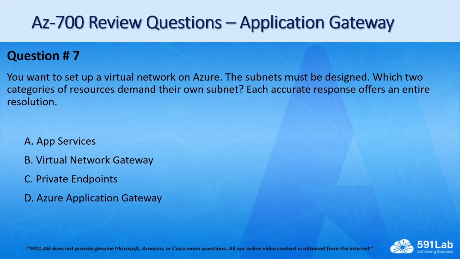So we all know Azure Application Gateway is going to require a dedicated subnet. Let's check the other options. App services, nope, and private endpoints, no. Yes, virtual network gateway should be the other answer which requires a dedicated subnet as well. We have seen that gateway subnet is the one which we need to create when we have to deploy a virtual network gateway. So now let's look at the answer. Yes, we have this answer. So this is the correct answer.